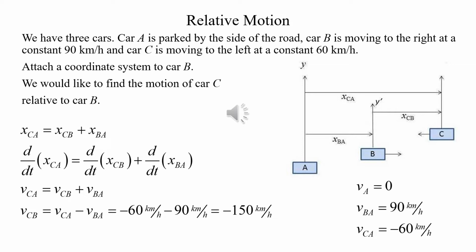Now we want to solve for the velocity of C relative to B, so I get the velocity of C relative to A minus the velocity of B relative to A. And now we can plug in the numbers. So the velocity of C to A is minus 60 kilometers per hour. The velocity of B to A is 90, but we're subtracting that, so we have minus 90 kilometers per hour. And so the velocity of C relative to B is negative 150 kilometers per hour. So this is how fast car C would appear to someone riding in car B.